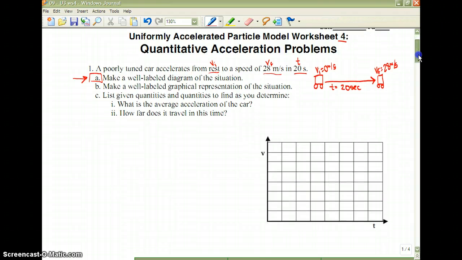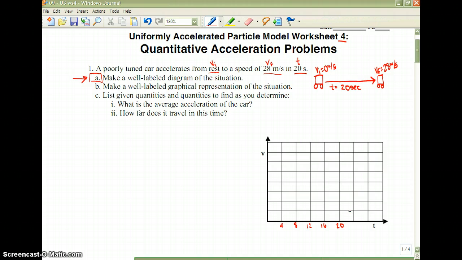For part B, we make a well-labeled graphical representation of this situation. Each one of these problems can be solved either by performing the math, using the equations that we learned the other day, or by putting them into a graph and solving them graphically. So why don't we start with making the graph? We know our time is a total of 20 seconds. On the bottom, I'm going to label the time, and let's go by fours: 4, 8. I went by fours on the bottom because twos weren't really going to work.